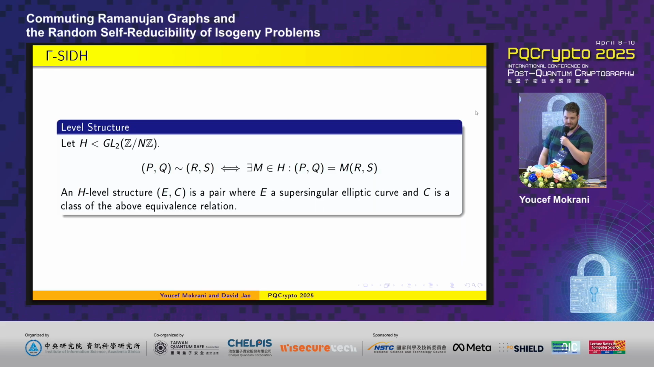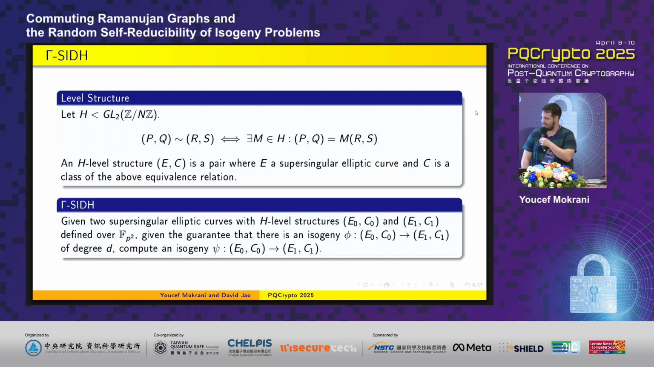This concept is called level structure, where you choose H to be some subgroup of the invertible 2x2 matrices and have this equivalence relationship where 2 ordered bases are equivalent if there's an invertible matrix in your subgroup that maps one to the other. So an H-level structure is just a class in this equivalence relationship. And then gamma SIDH is simply: you're given 2 H-level structures, you're told that there is an isogeny of degree D between those 2. Can you find one?